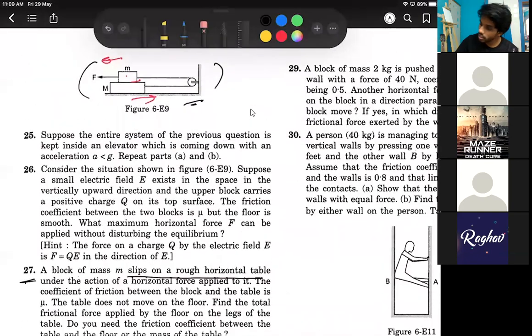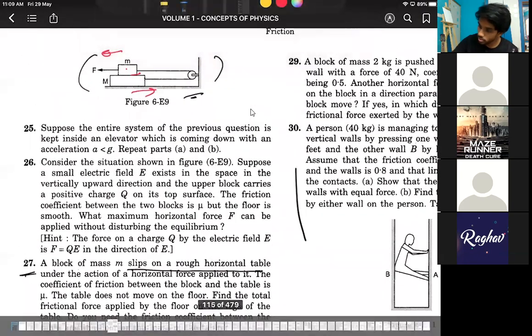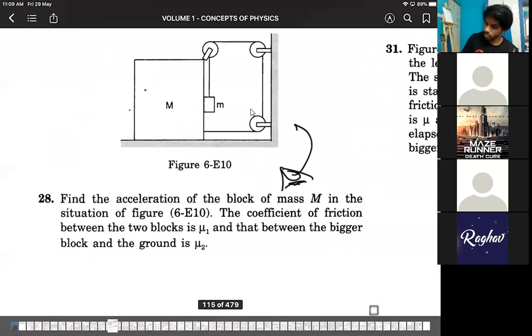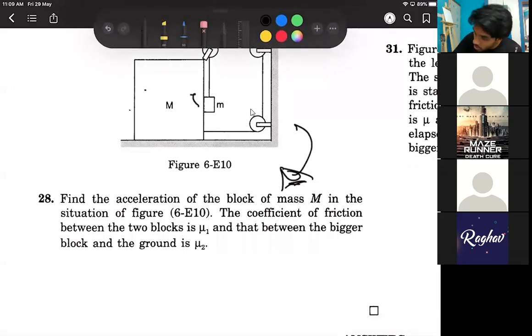Look at 28 now. Question number 28 is a beautiful question again. The diagram is for question number 28 only. Find the acceleration of block M in the figure. The coefficient of friction between the bigger block and the smaller block is mu1, and between the bigger block and the ground is mu2. This is a good question. There is friction here and here also. How are you going to solve this question?